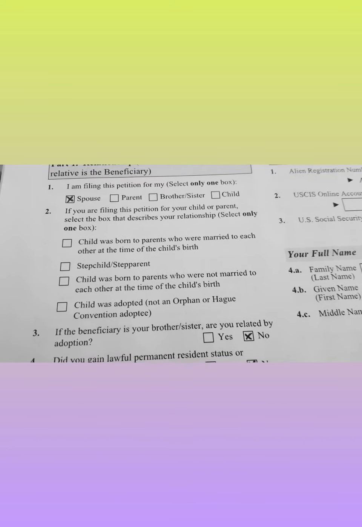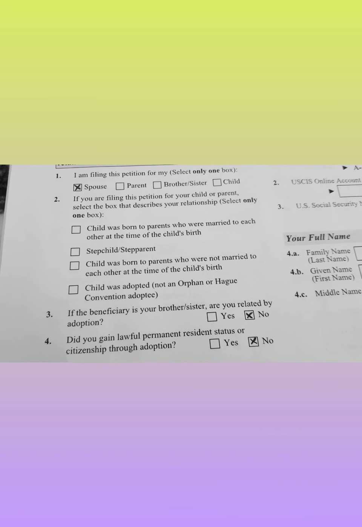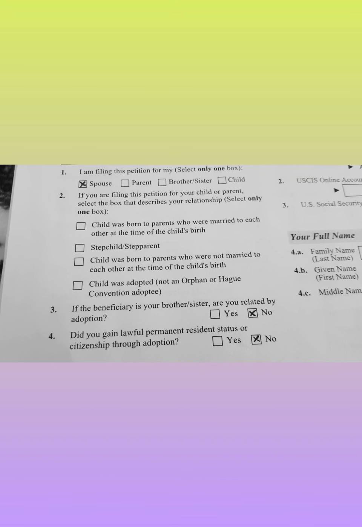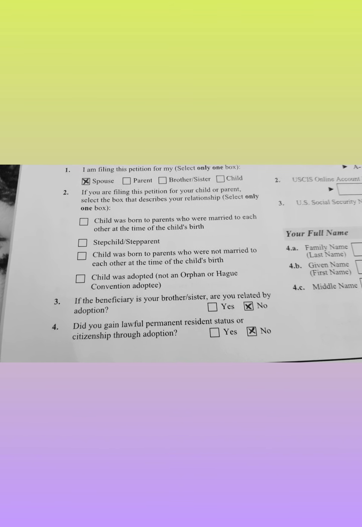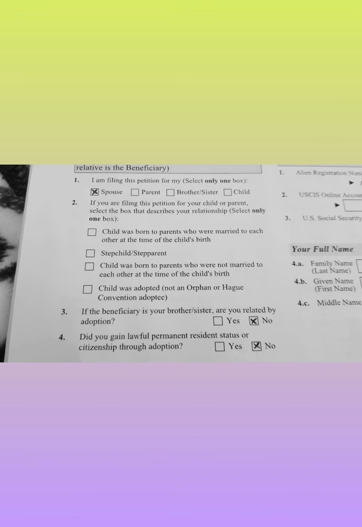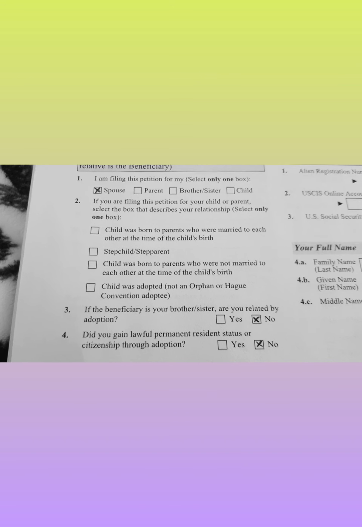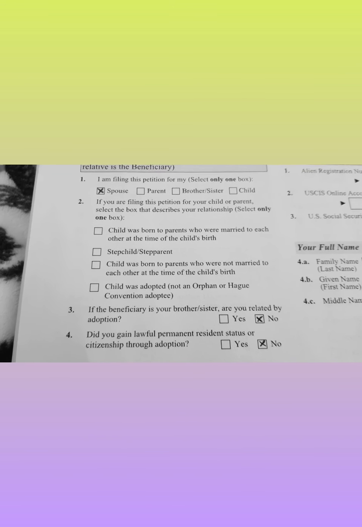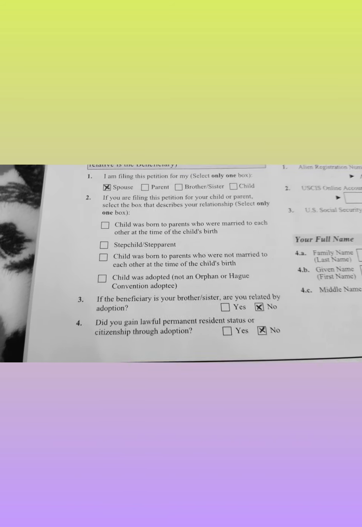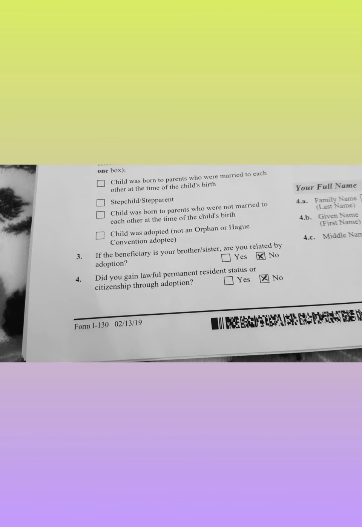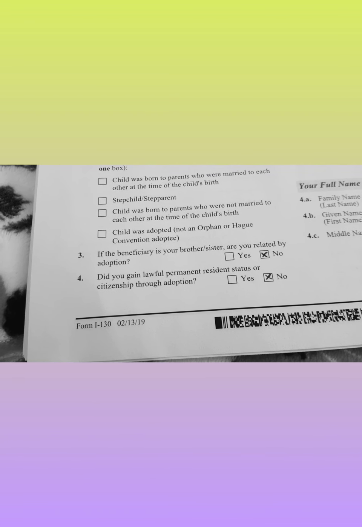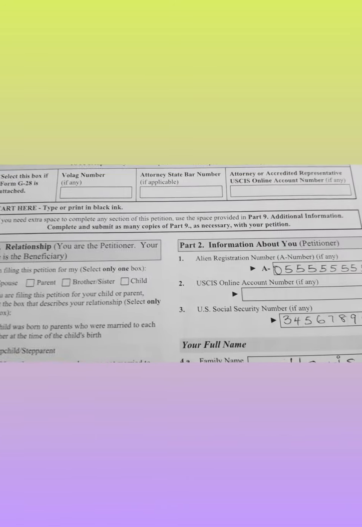Number 2 says, if you are filing this petition for your child or parents, select the box that describes your relationship. Select only one box. On this form we are filing for the spouse, so it doesn't apply to us. But if you are filing for a child, parents, brother or sister, then you click on which one of the boxes. Number 3 is talking about, if the beneficiary is your brother or sister, are you related by adoption? We clicked on no. Number 4 says, did you gain lawful permanent resident status or citizenship through adoption? No. Move on to Part 2.